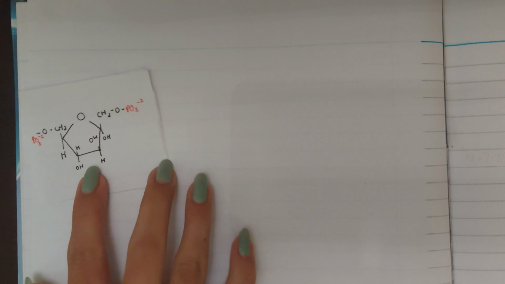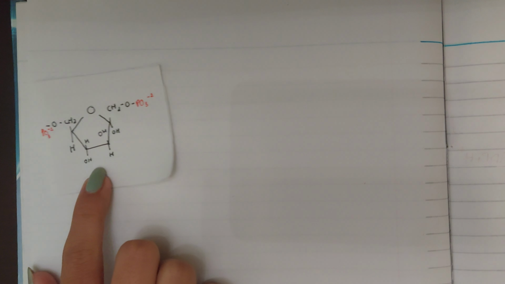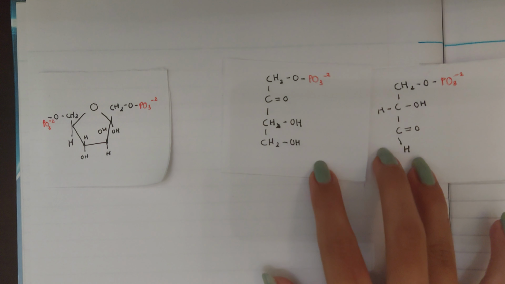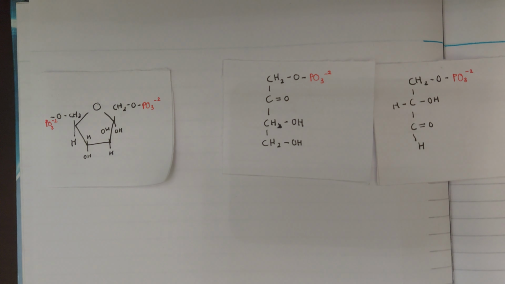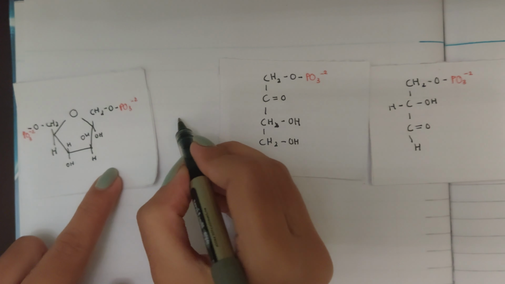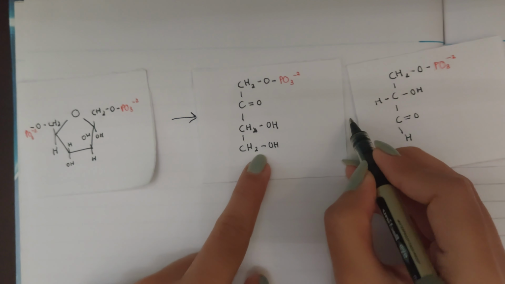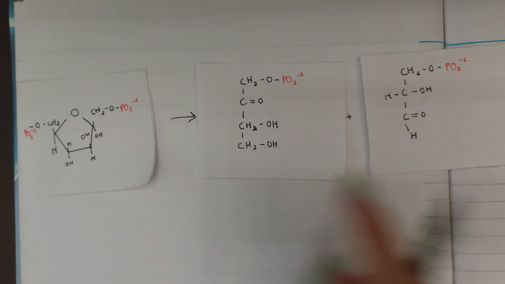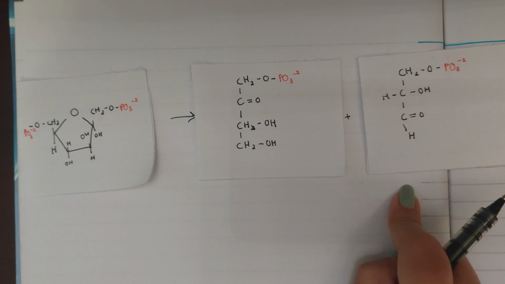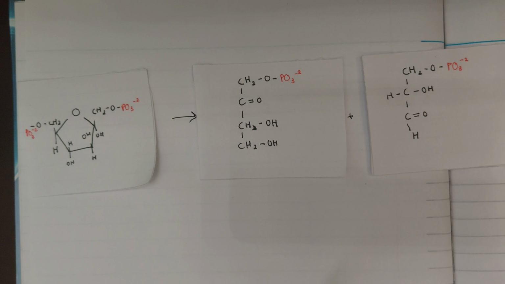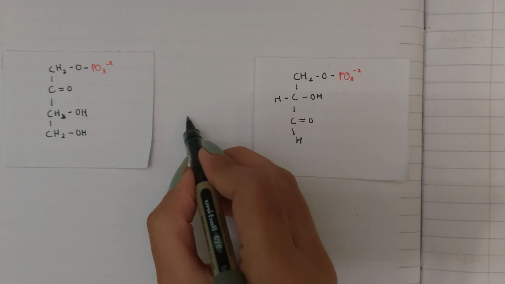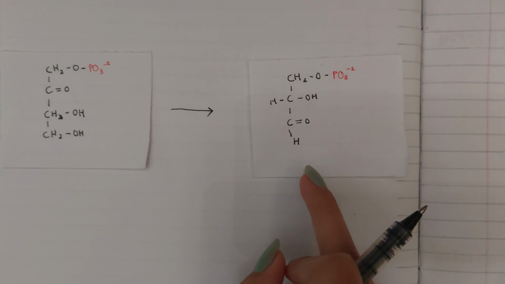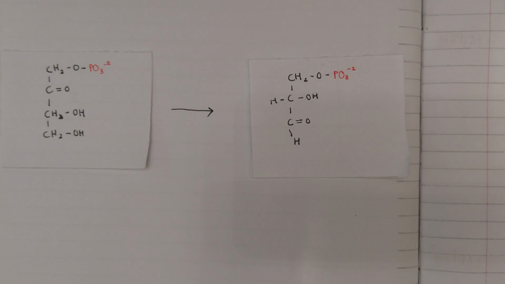In the fourth step, the aldolase enzyme is used on fructose 1,6-bisphosphate to produce dihydroxyacetone phosphate and glyceraldehyde 3-phosphate. These are the two compounds that are formed. The dihydroxyacetone phosphate needs to be converted into glyceraldehyde 3-phosphate to produce the further product, and this is done using an enzyme called triose phosphate isomerase.